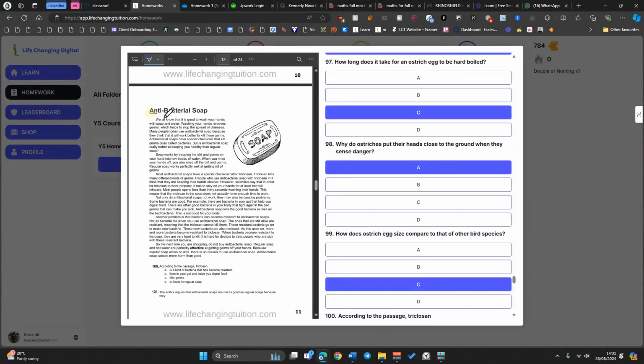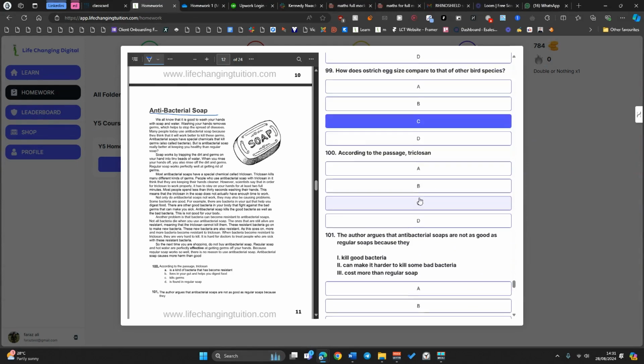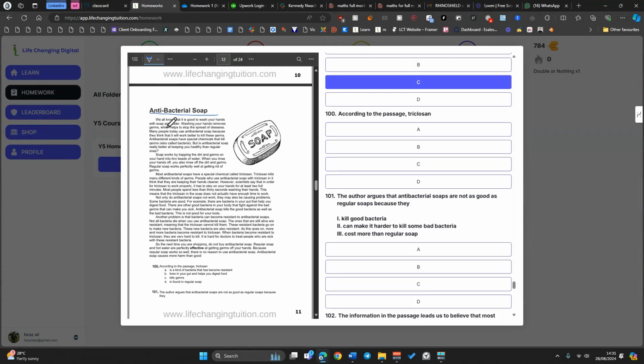Okay, antibacterial soap now. The next comprehension here. We all know that it is good to wash your hands with soap and water. Washing your hands removes germs, which helps to stop the spread of diseases. Many people today use antibacterial soap because they think it will work better to kill the germs. They have special chemicals that will kill germs, also known as bacteria.